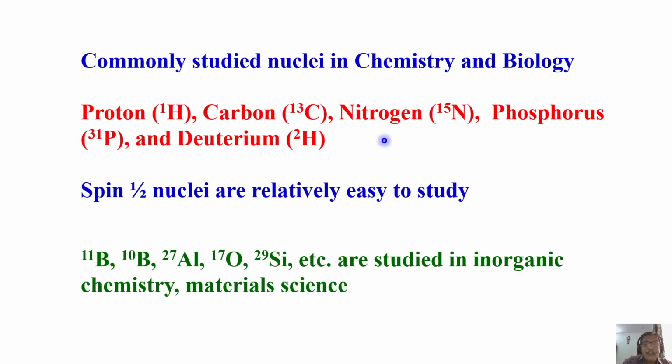And here, these nuclei are most often used in chemistry and biology; except deuterium, all are spin half nuclei. Please remember this extensively. We use it when we analyze the spectrum later. Many of these examples I will take.